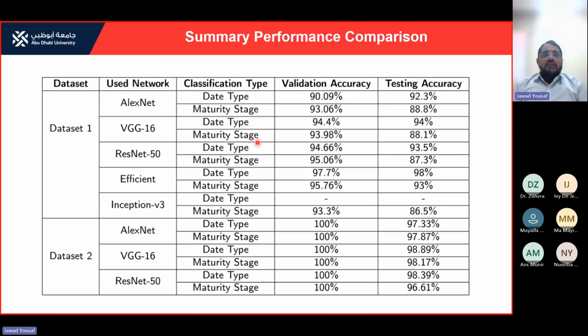We did the analysis for two different data sets. Data set one has a lesser number of images. Data set two has a higher number of images, which were improved using different image augmentation techniques. And this table provides an overall summary. If you talk about AlexNet, for the date type, we are getting around 92.3% training accuracy, VGG16 94%, EfficientNet around 98%. And Inception was just tested for the maturity stage and gives us 86.5%. So in the overall comparison, VGG16 is performing better as compared to the other five networks which have been tested.